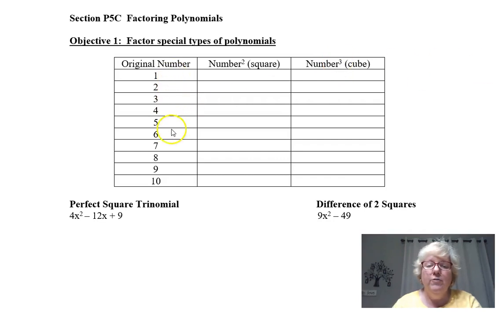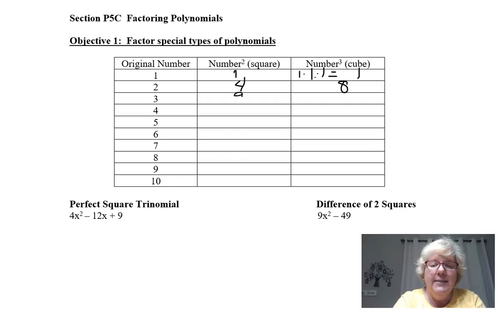Now we're going to go through the first 10 numbers and we are going to square and cube those to give you familiarity with it. If I take 1 squared, that's 1, because 1 times 1 is 1. 1 cubed means 1 times 1 times 1. That is also 1. Now we'll go through. 2 squared is 4, but 2 cubed is 8, 2 times 2 times 2.